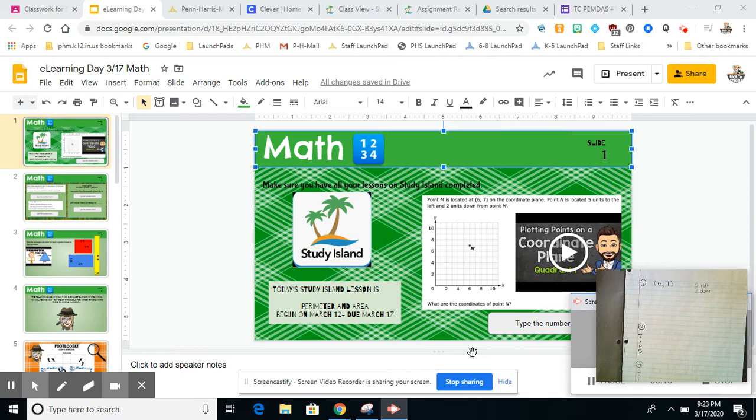So our first one, we have our coordinate plane, and it says that point N is located 5 units to the left. If we're going to the left, if you notice we're going down, which means we're subtracting. So 5 left, we'd subtract 5, and that would give us a coordinate of 1. And then it says 2 units down from point M. Again, if we're going down, we are subtracting. We're going down in numbers. So we're going to subtract 2 down from here, which would give us 5. So our coordinates would be 1 and 5.